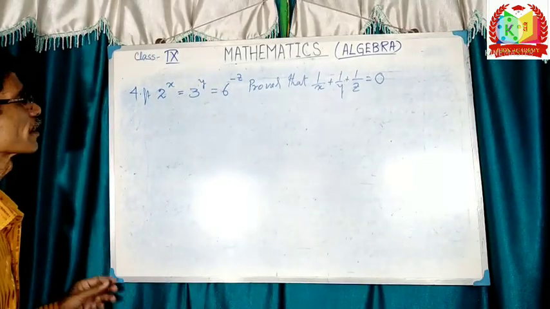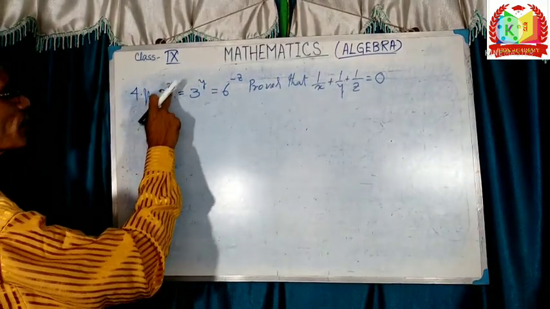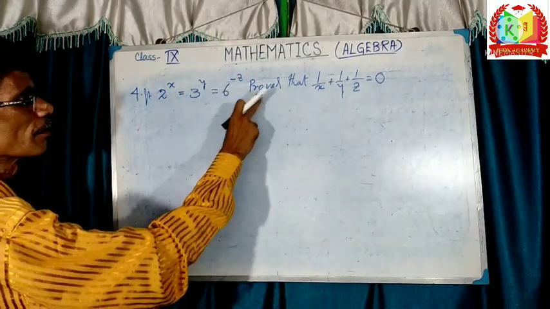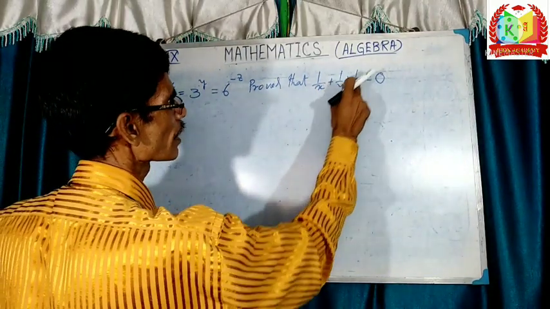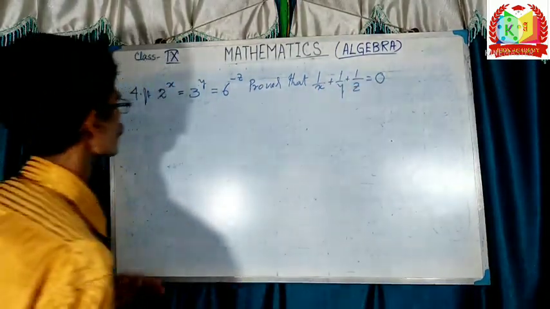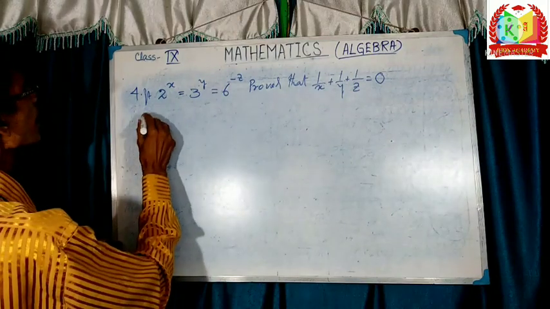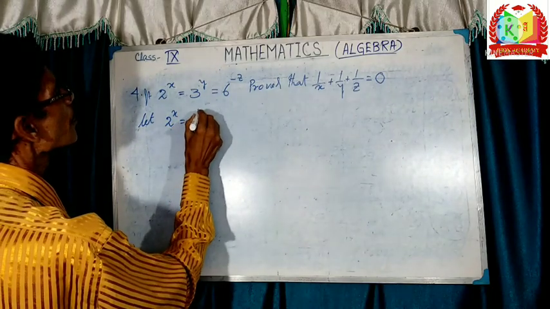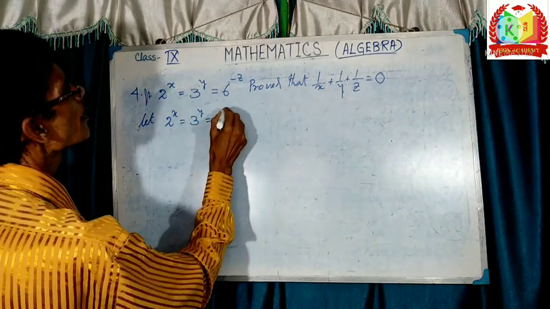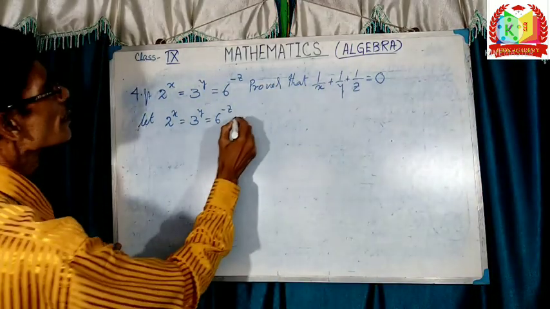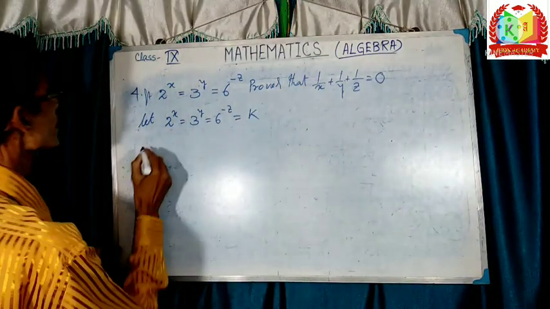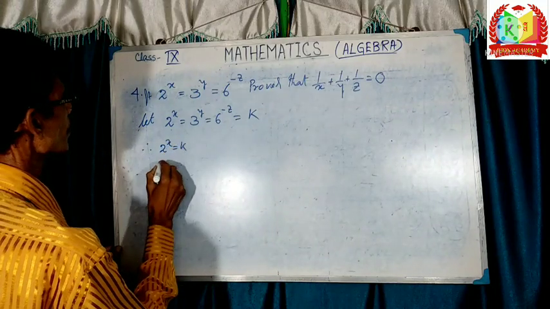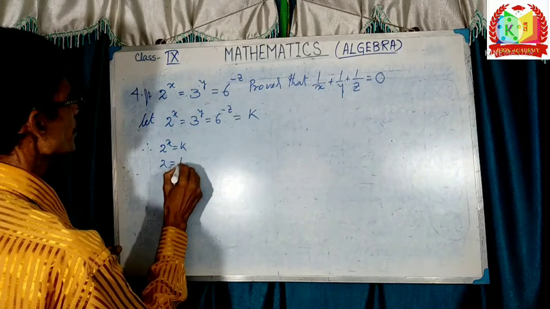Now I solve another sum. If 2 to the power x equal to 3 to the power y equal to 6 to the power minus z, prove that 1 by x plus 1 by y plus 1 by z equal to 0. Let 2 to the power x equal to 3 to the power y equal to 6 to the power minus z equal to k. Therefore, 2 to the power x equal to k, 2 equal to k to the power 1 by x.